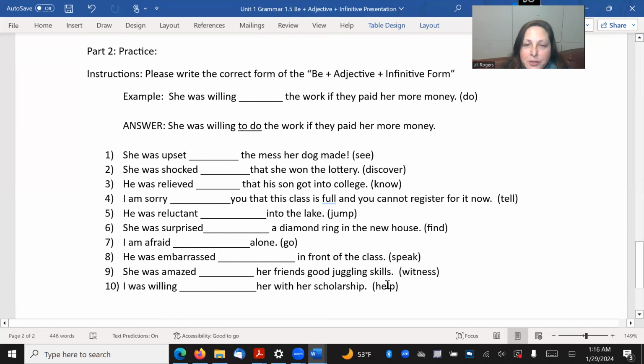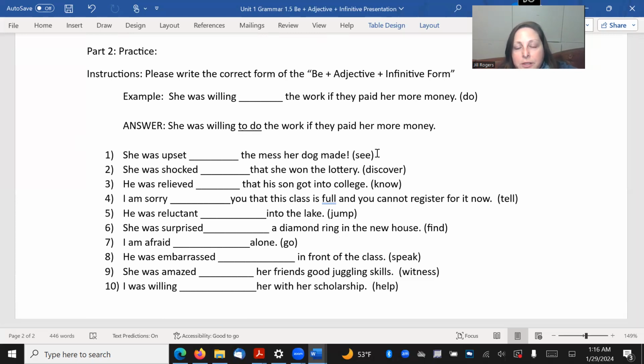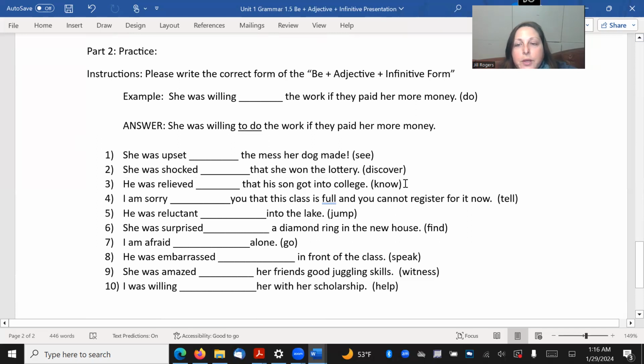I'm sorry, I'm going to say those again more slowly. These are the more common ones that I really picked out for you to know and practice. I think it'd be good for you, if you don't know this vocabulary, to look it up. So it'd be: to see is the infinitive, to discover, to know, to tell, to jump, to find, to go, to speak, to witness, and to help. Those are the infinitives that are really common that go after the adjectives.